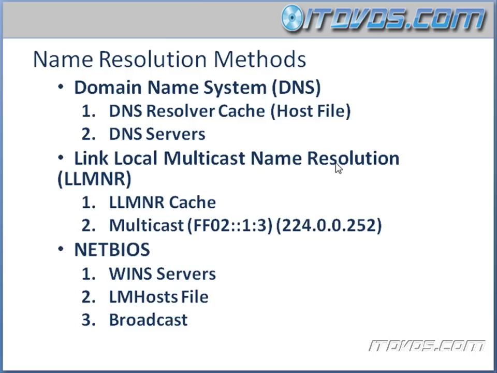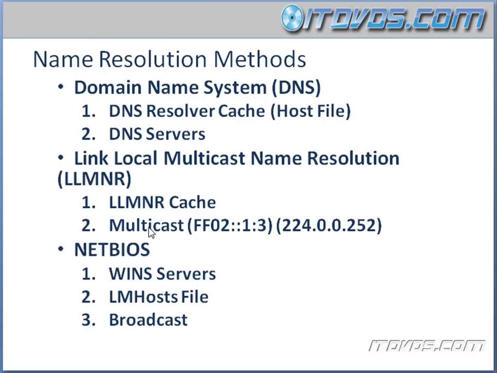Link local multicast name resolution if we're using IP version 6. If we're using IP version 4, it's going to try NetBIOS. If we're using both, it's going to try LLMNR first and then NetBIOS. So with LLMNR, it also has its own cache. So if LLMNR was able to resolve that name earlier, it's going to look in its cache and be able to resolve that name again.